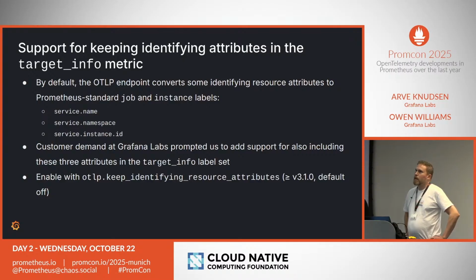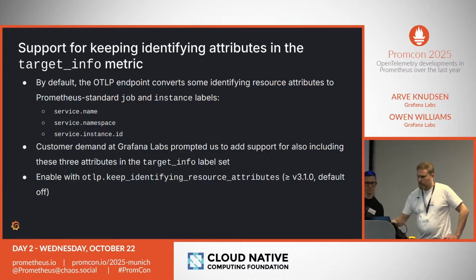The attributes are not kept as, let's say, rawly translated labels on target info. But some customers wanted to see labels corresponding directly to these resource attributes as well on target info, and there are also some internal use cases where this comes in handy. So that has been introduced in version 3.1.0 of Prometheus, and it's enabled with OTLP.keep_identifying_resource_attributes.